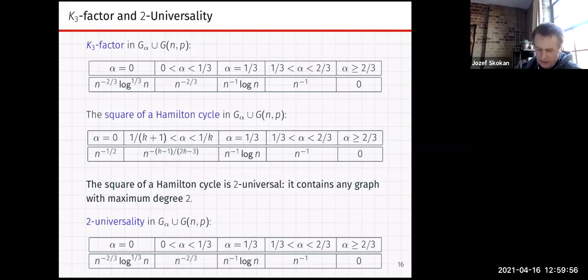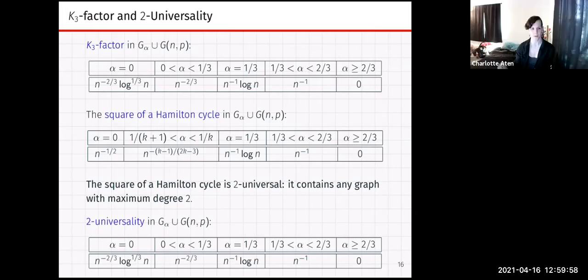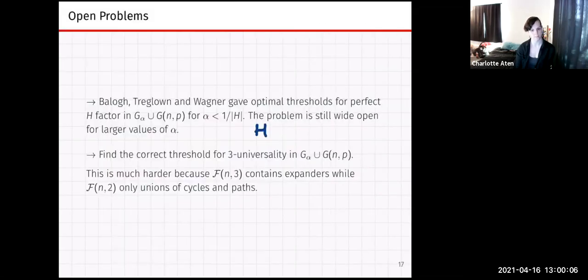Would it maybe be possible to continuously move between the maximum degree 2 and 3 cases by considering a universality where I'm looking to contain all graphs whose average degree, like maybe looking at the average degree instead of the maximum degree?